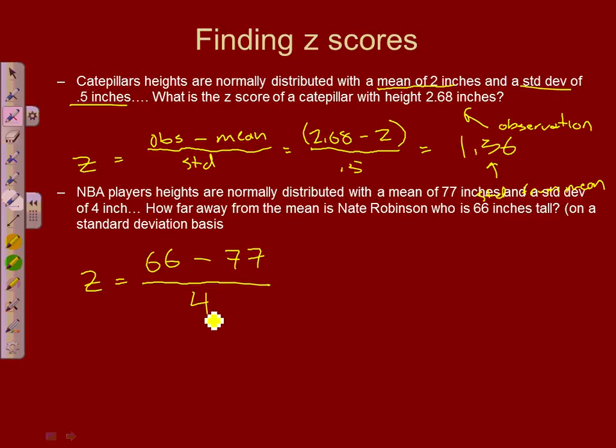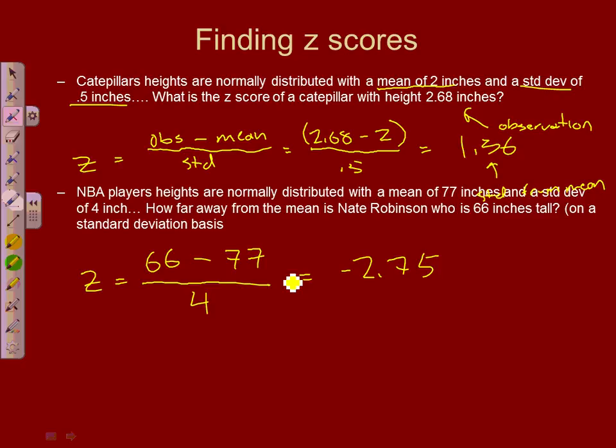And what do we get? Negative 2.75. Now notice, it's okay to have a negative value. You're not going to put your bigger value first and your smaller value second. You're always going to put your mean second. So, yes, 66 will come first because that's our observation.